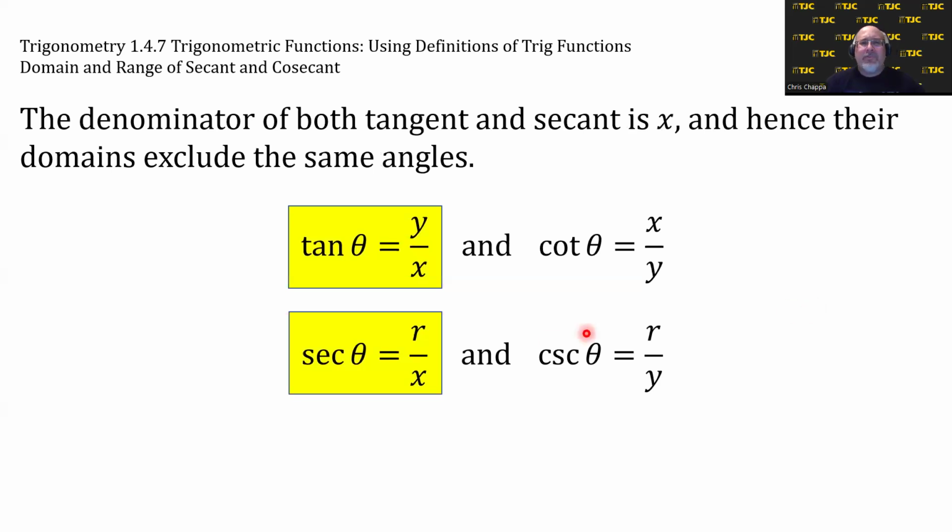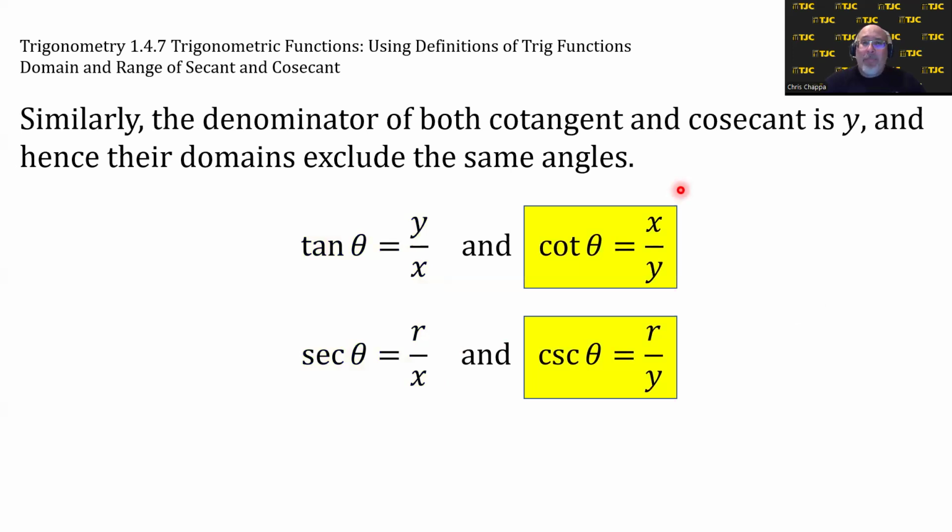Well, the denominator of both tangent and secant is x, and hence their domains exclude the same angles, namely angles whose terminal side has a point where x is equal to 0, aka the y-axis. And similarly, the denominator of both cotangent and cosecant is y, and hence their domains exclude the same angles, namely angles whose terminal sides contain points whose y-coordinate is 0, aka angles whose terminal sides are on the x-axis.